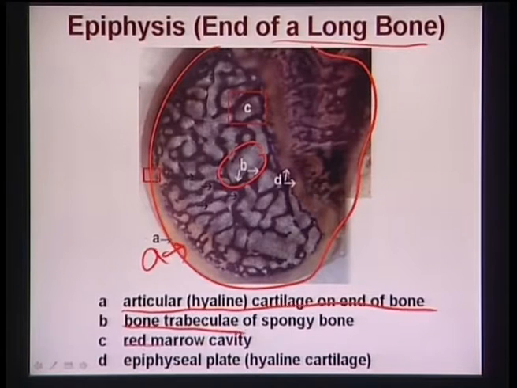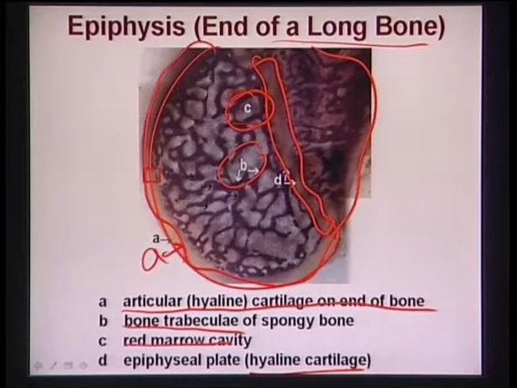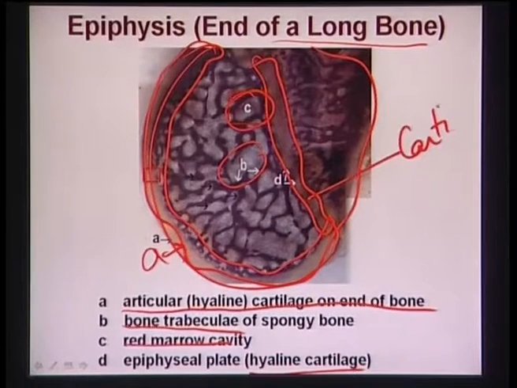Now C is the red marrow cavity, that is the region that is the red marrow cavity, and D is the hyaline cartilage. Now D is again this part. So cartilage is another tissue. So what it shows here is that both in the outer region and the inner region you have the cartilage tissue, and in the inner part you have the cancellous bone or the trabecular bone.